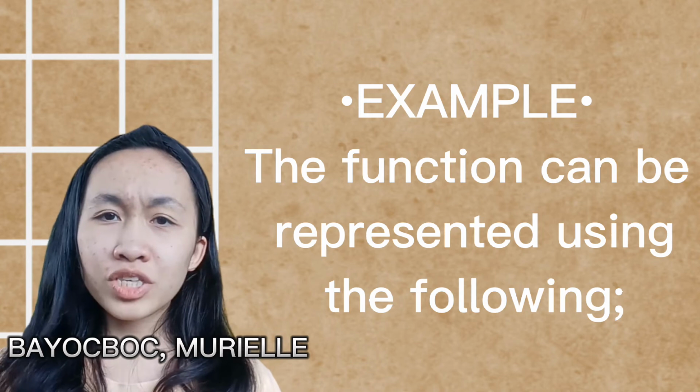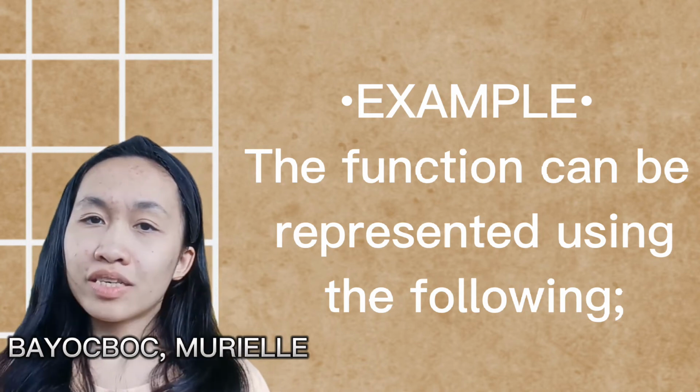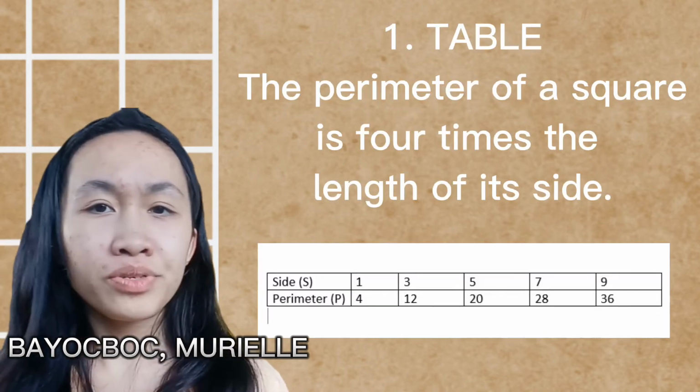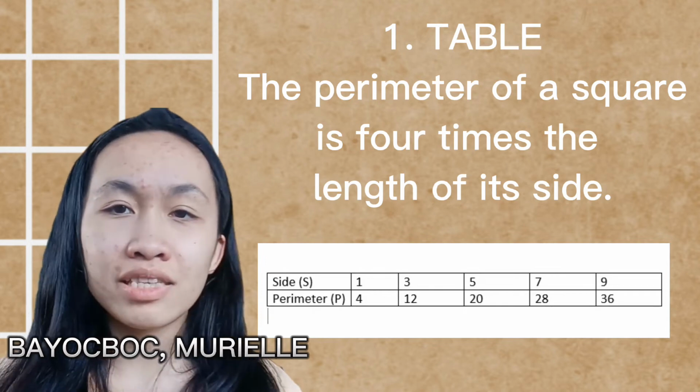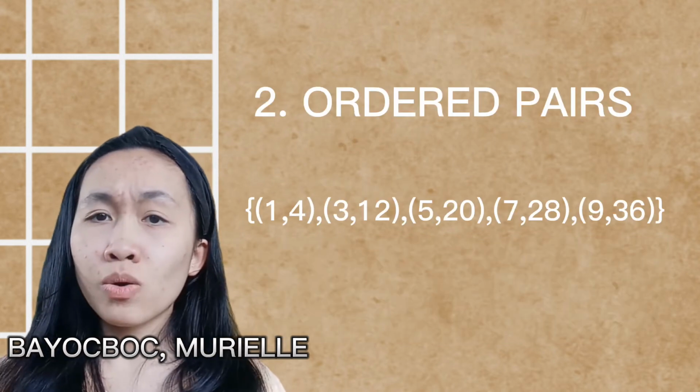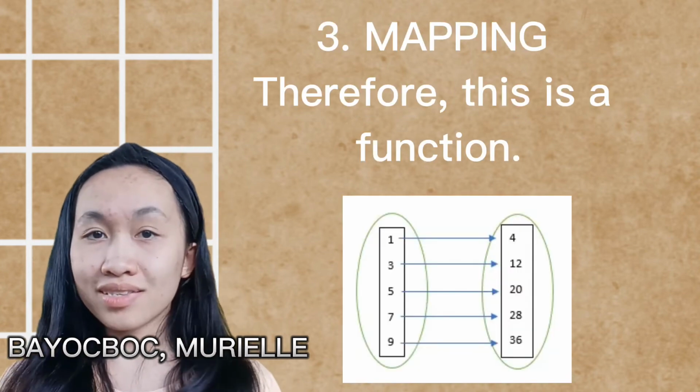Example, the function can be represented using the following. First, table. The perimeter of a square is 4 times the length of its side. Second, ordered pairs. Then we have mapping. Therefore, this is a function.